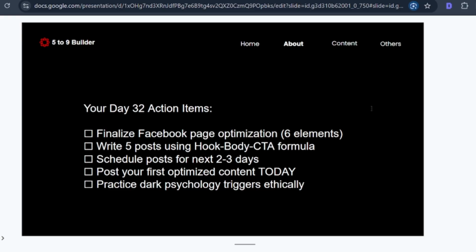Your day 32 action: you have to finalize your Facebook page, then write your 5 posts using the hooks that you have done. Schedule posts for 2 to 3 days. Post your first. Optimize content today and practice dark psychology triggers ethically. Okay, so these are the things that I want you to be aware of today, and then try as much as possible to go by the rules I have given you.